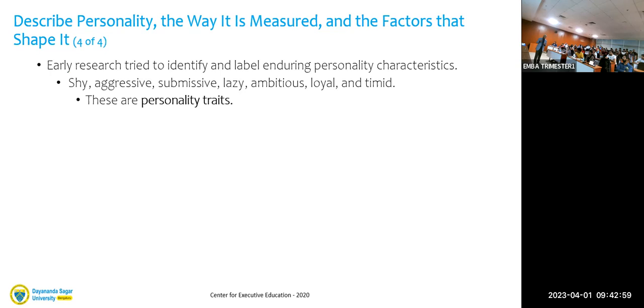Early research tried to identify and label enduring personality characteristics: shy, aggressive, submissive, lazy, ambitious, loyal, and timid. Today, nobody follows this subset of personality traits. We have other traits. We will be talking about two models. One is the Big Five, which is very popular, which most of your organizations would use. And the other one is MBTI. Don't get confused between the two. MBTI is the Myers-Briggs Type Indicator, very popular. It's not used for recruitment. It's mostly used for counseling. Suppose you want to be counseled and you go to a psychologist, the psychologist will run an MBTI and then give you some advice or counseling sessions.